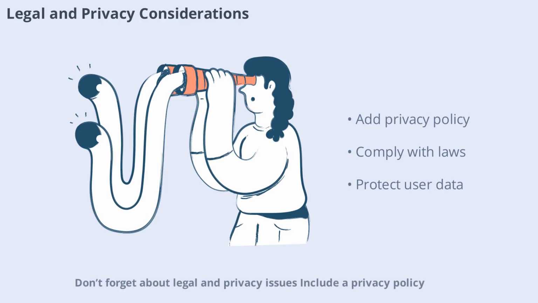Don't forget about legal and privacy issues. Include a privacy policy, terms of service, and cookie notices if required. Protect user data and comply with regulations like GDPR. Taking care of legal details builds trust and keeps your website or app compliant.